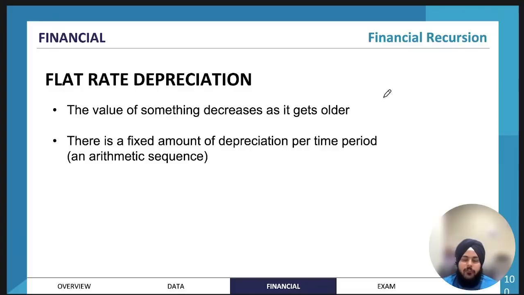So now we'll go over the different types of depreciation. Depreciation is essentially where the value of something decreases over time. For flat rate depreciation, it's going to decrease by a fixed amount in each depreciation period. And this is therefore going to be an arithmetic sequence, because it's decreasing by the same amount each period.